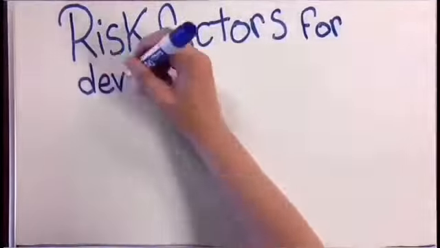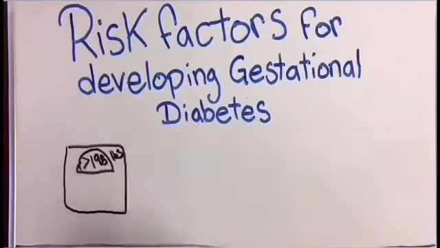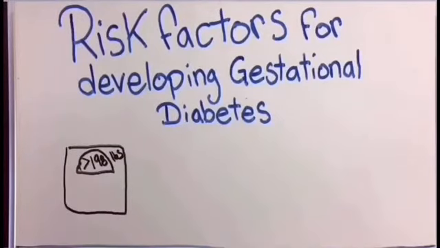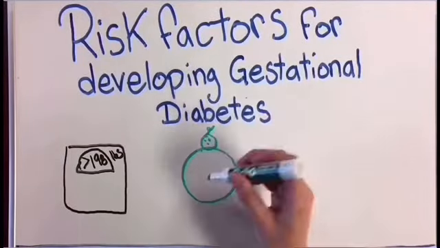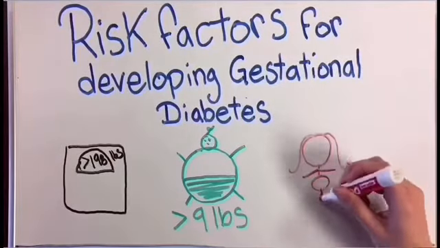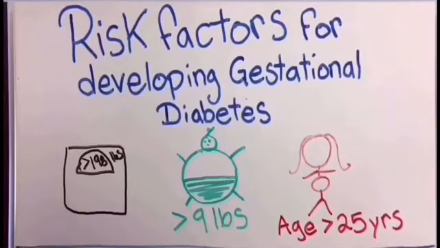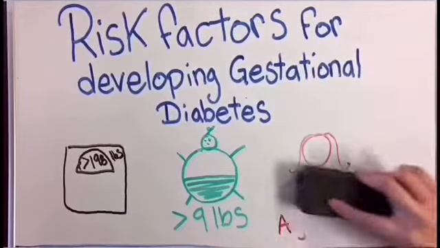Risk factors for developing gestational diabetes include a maternal obesity of greater than 198 pounds, a large infant at or greater than 9 pounds, or a maternal age of greater than 25 years. Also would include a history of gestational diabetes in a previous pregnancy, a family history of diabetes, or a fasting glucose of 126 or a post-meal glucose of more than 200.